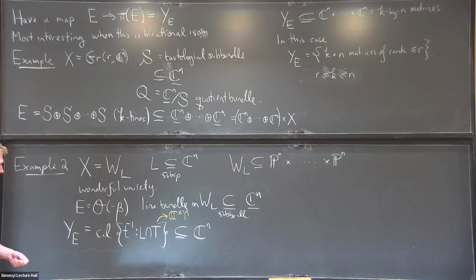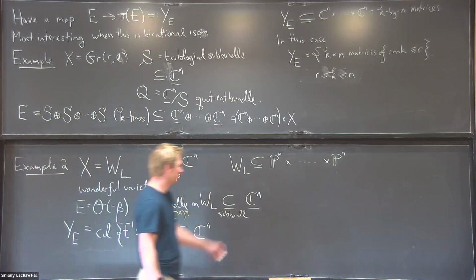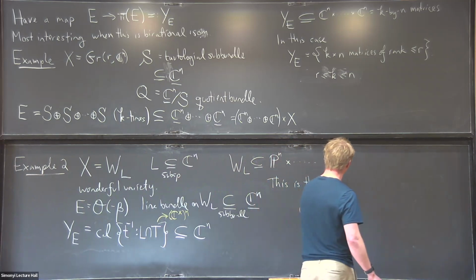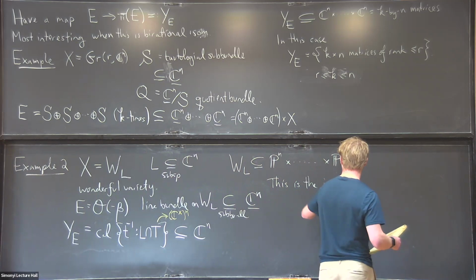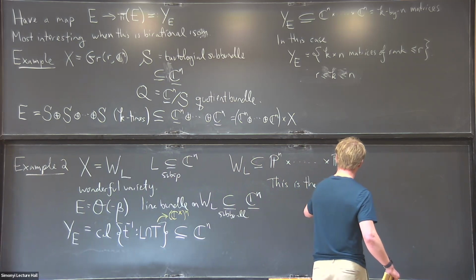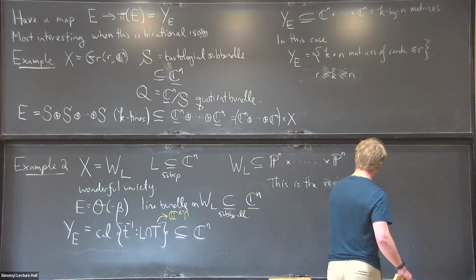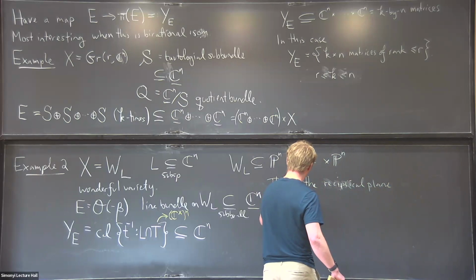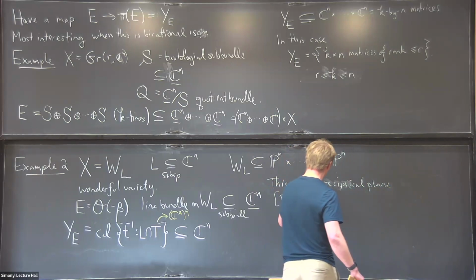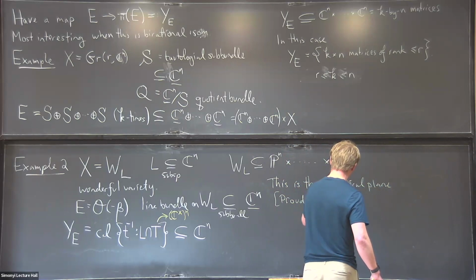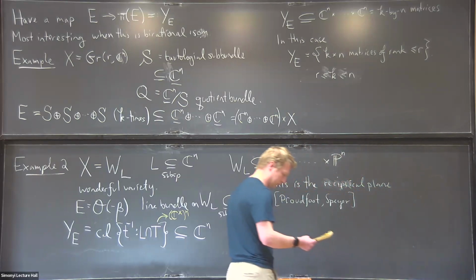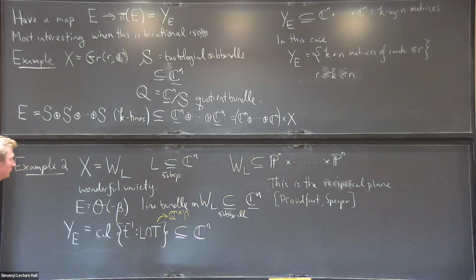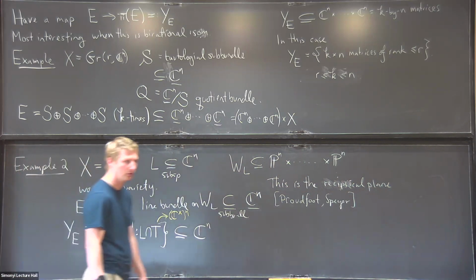So this variety has a name. This is the reciprocal plane, which was studied by Nick Proudfoot and David Speyer in the early 2000s. Okay, so this is another example of a collapsing.